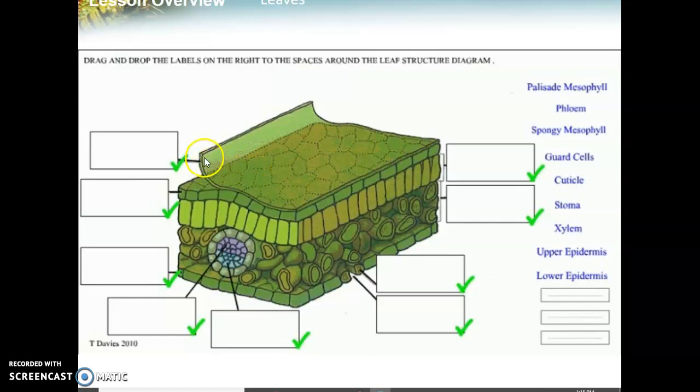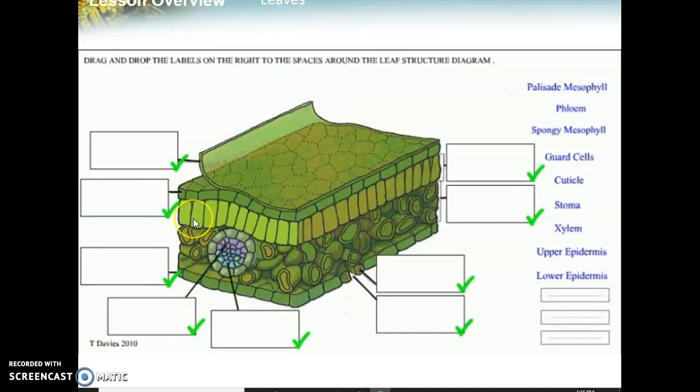You have on a leaf a cuticle on the top and also on the bottom, and the cuticle's job is to help prevent water loss from the leaf. And then underneath that, a single layer of cells, the epidermis, that protects and lets things in and out of the leaf. You also have epidermis on the bottom layer. Embedded in the epidermis are guard cells.